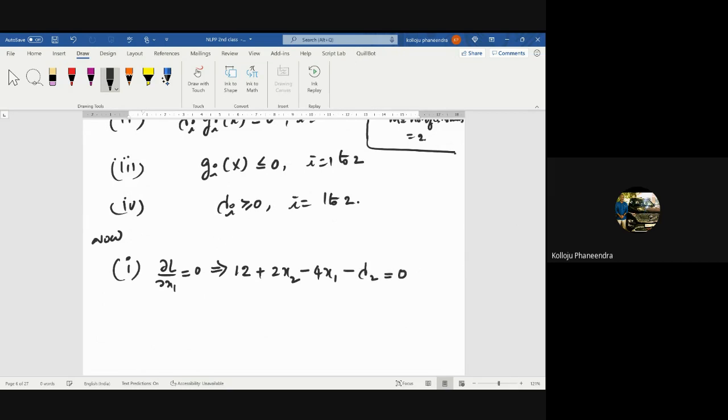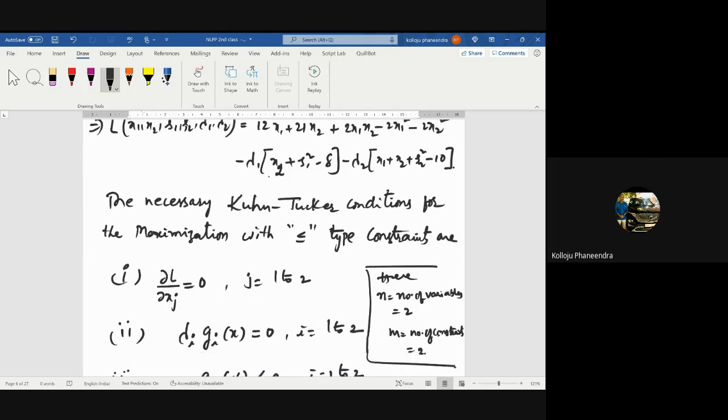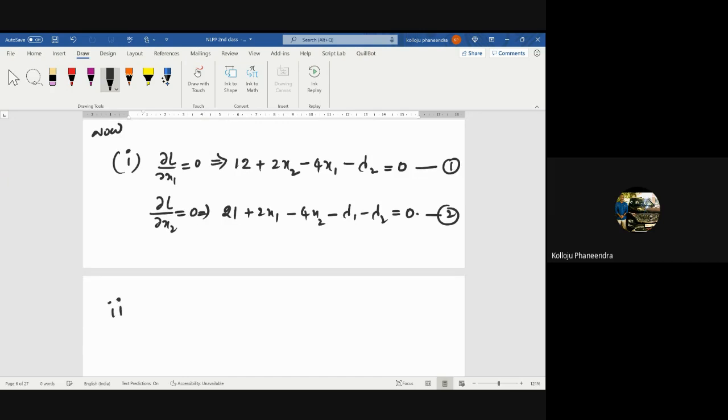Equal to 0. Next, dou L by dou x2 equal to 0. 21 plus 2x1 minus 4x2 minus lambda 1 minus lambda 2 equals 0. These are the first conditions. I will write this as the first equation and this as the second equation. Done.